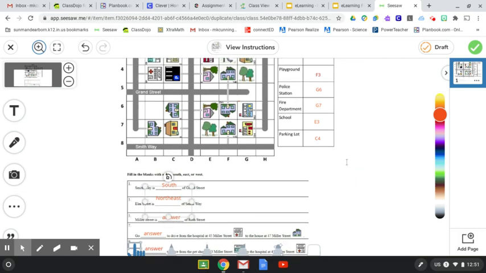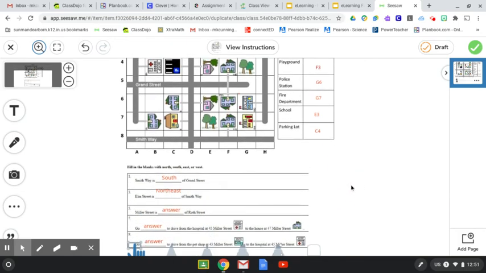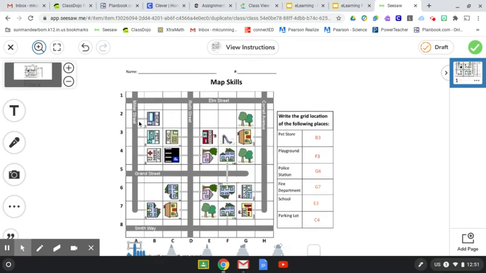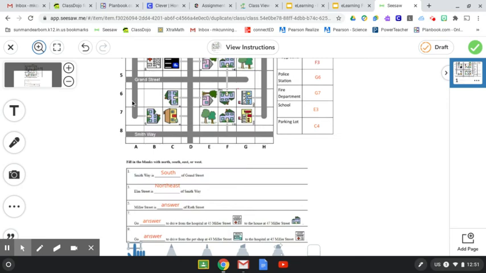All right. And then it says next, Miller Street is blank of Smith Way. So Miller Street is here and Smith Way is here. So again, it's above, but this time instead of northeast, we're actually just going to say north because it's directly above us. So we're going to say north. All right. And there is no compass on here, but you could draw one to help you.